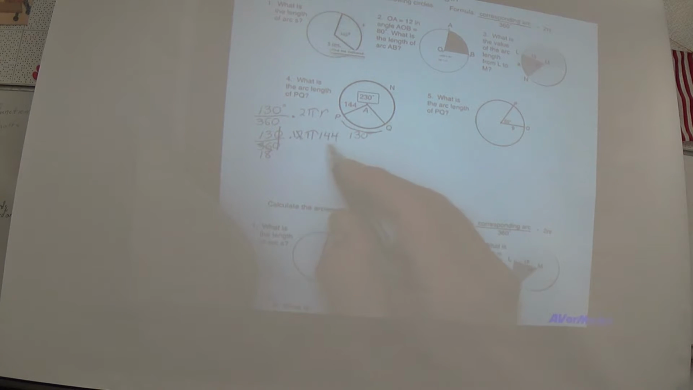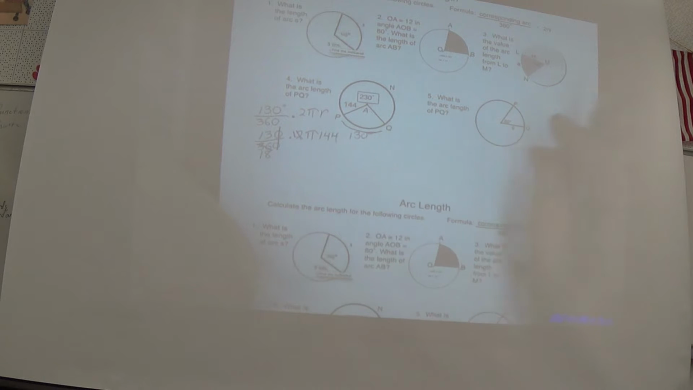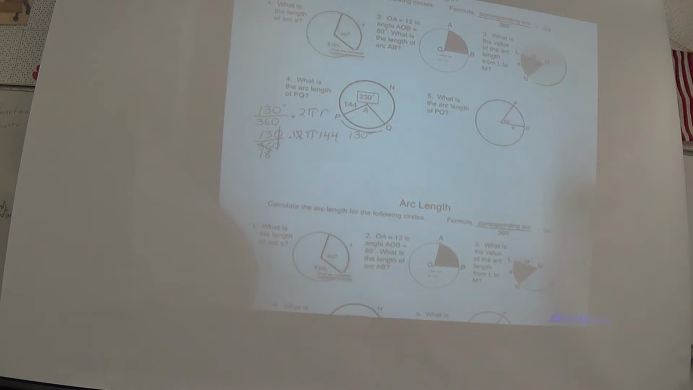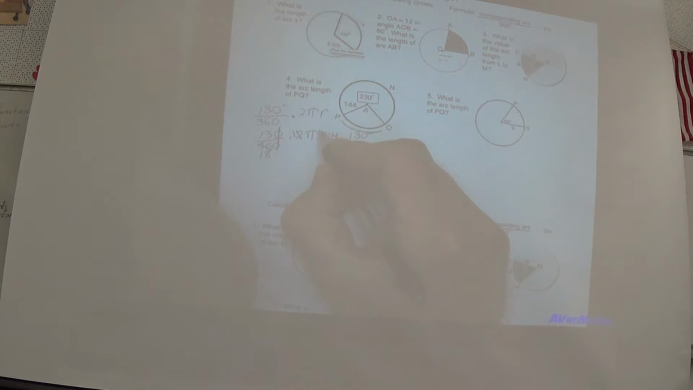So now I look at 144. I know 144 is divisible by 12. It's probably going to be divisible by 6, but let's check it. We take 144 and divide it by 6. It is 24. So it is divisible by 6. So we divide 144 by 6, we get 24. If we take 18 and divide it by 6, we get 3. They can still cancel.